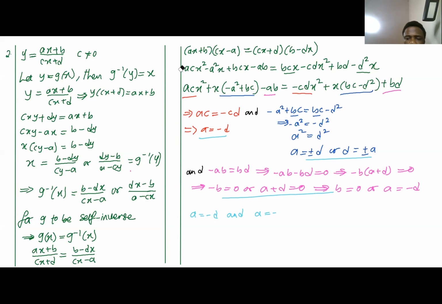So from the middle one, either A is equal to minus D or A is equal to D. And from the last option, either B is equal to 0 or A is equal to minus D. So if we pick the first condition here, we cannot pick anything here. Does everybody agree with that?